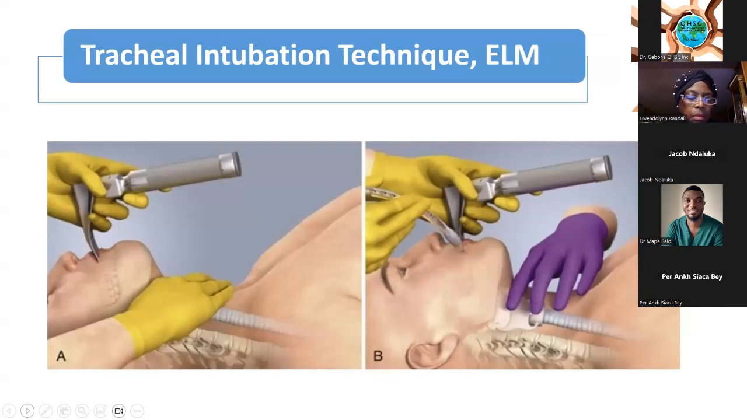And sometimes you need to do external laryngeal manipulation to get a better view of the laryngeal structure. So you hold your laryngoscope intact, but you are not getting a good view. So you can also use your hand to manipulate the larynx externally and ask an assistant to hold or to apply pressure so that you can get a good laryngeal view.